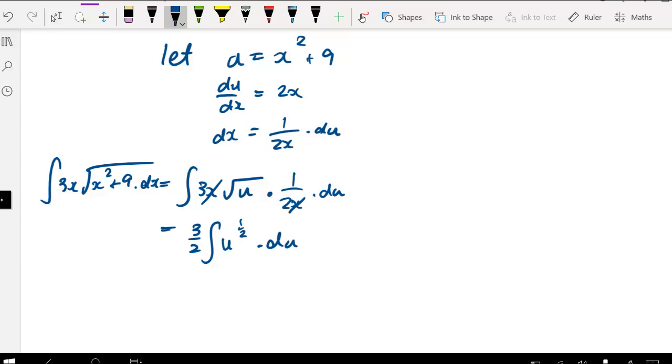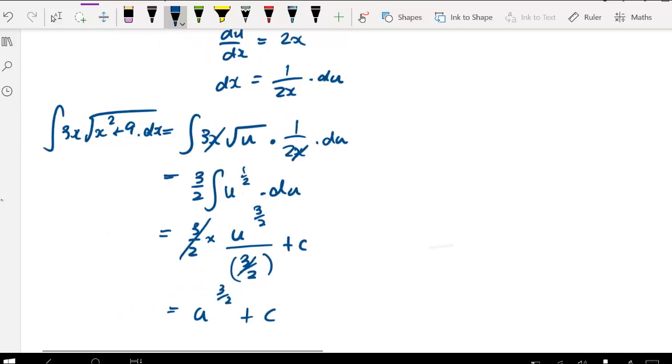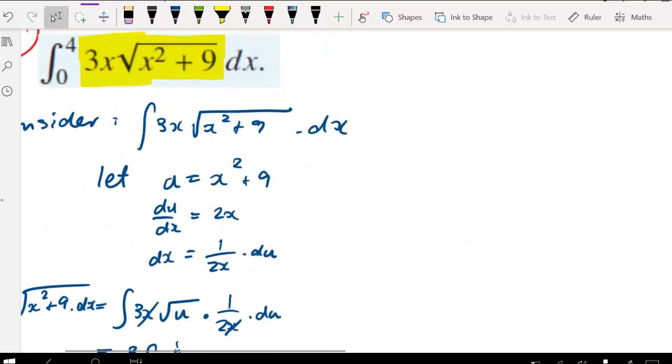Okay, so the rest of our process for finishing off this integral is pretty straightforward. 3 on 2 multiplied by u to the power of 3 on 2 and divide by 3 on 2 plus c. Now, we're dividing by that entire fraction, so it's going to cancel, and we just end up with u to the power of 3 on 2 plus c.